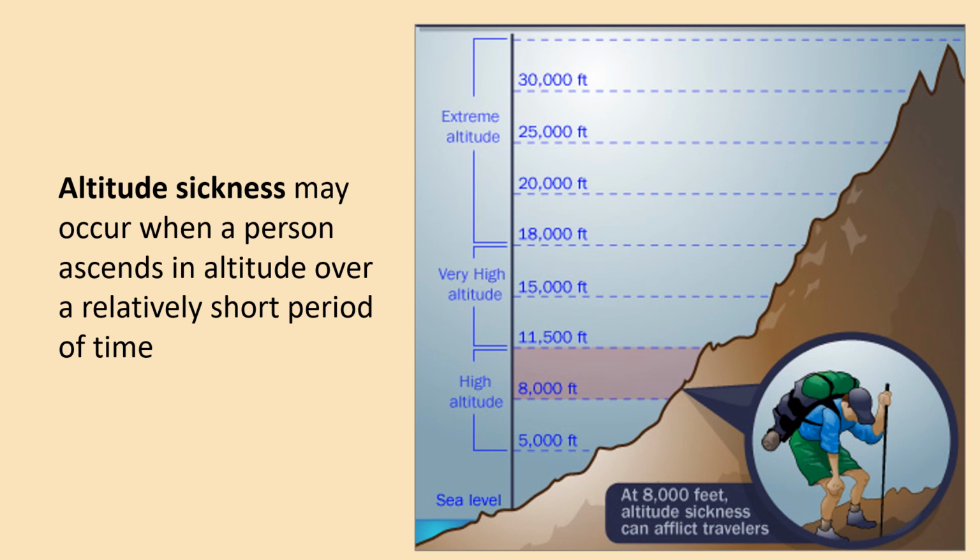So altitude sickness, it's pretty common. It occurs when you ascend in altitude over a relatively short period of time. So you're going on a pretty intense hike and you're hiking up. You're ascending in altitude at a pretty fast rate. So here at 8,000 feet, altitude sickness can affect travelers. I experienced altitude sickness at about 10,000 feet, and now I have vowed never to ascend beyond 10,000 feet on a hike ever again.